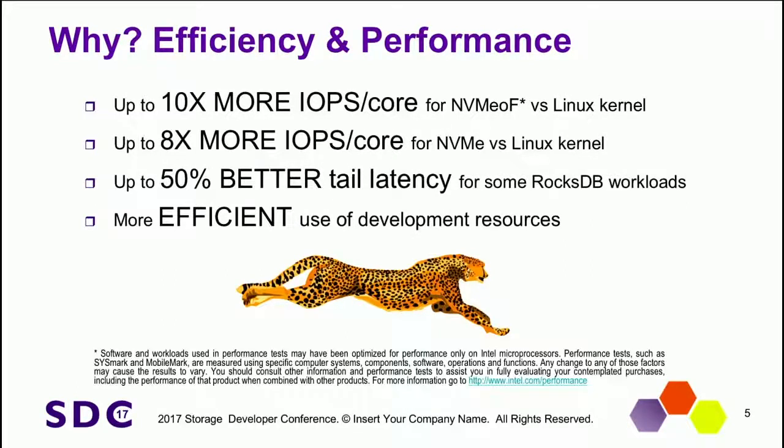Right? So 10x against NVMe with the kernel target, 8x against NVMe through the kernel in IOPS. Better efficiency in RocksDB workloads. Very specific, of course, anything with performance is specific to the workload. Vishal will go through some of that with you. And then efficient use of development resources is kind of the cornerstone, again, of this being an open source project.